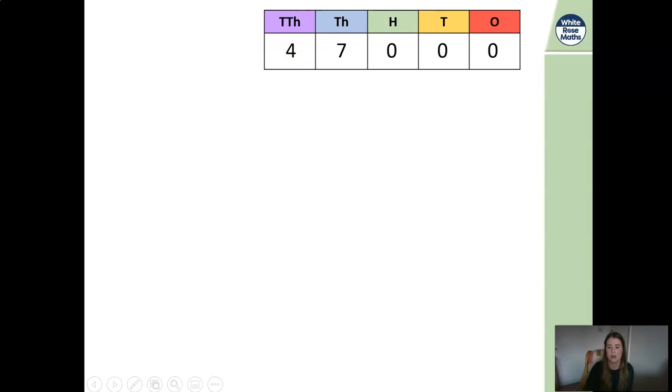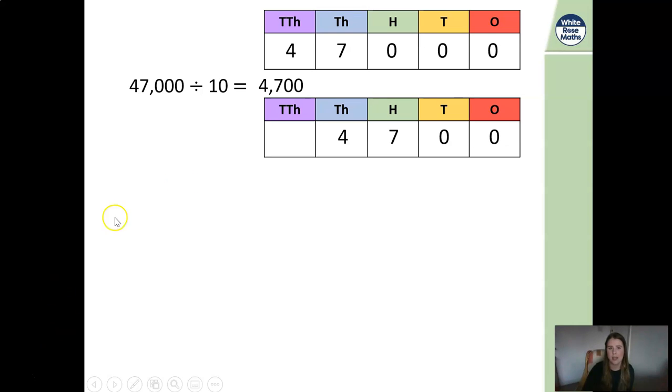Okay, so this is represented with my ones, my tens, my hundreds, thousands and 10,000s column. So 47,000 divided by 10. We're now making our number 10 times smaller, so we're moving all of our digits to the right. The answer is 4,700. So here you can see our numbers have all moved 1 digit to the right. So our new number is 4,700.